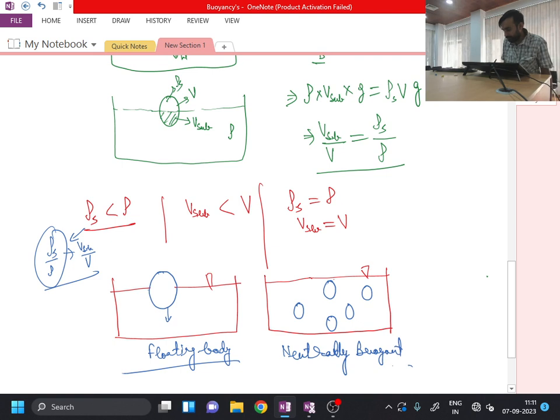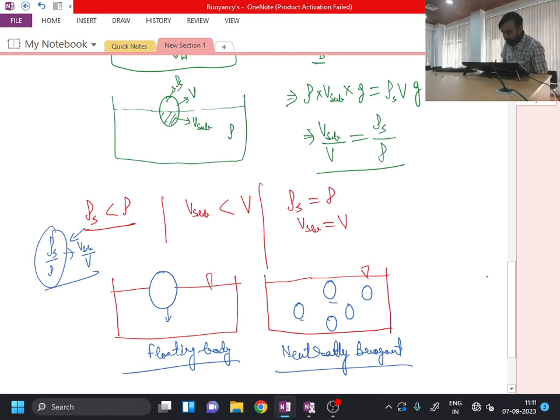The meaning of a neutrally buoyant body is that the density of the body is equal to the density of the fluid. So in this situation, the submerged volume will be equal to the volume. In any of these combinations, my submerged volume is equal to the total volume of the body. So in this situation, everywhere I will find that the body will stay at its position.